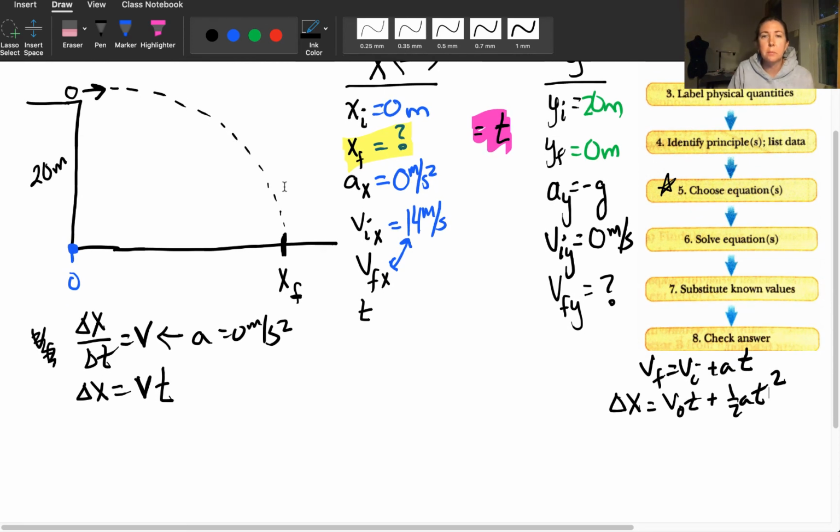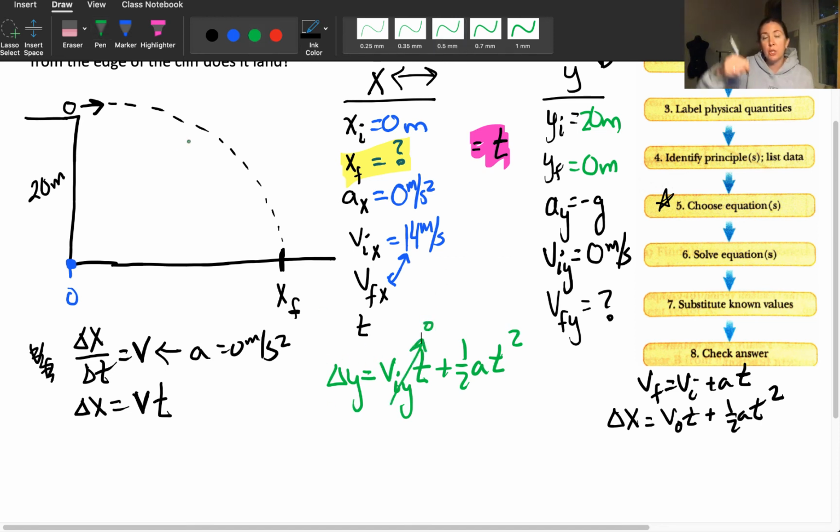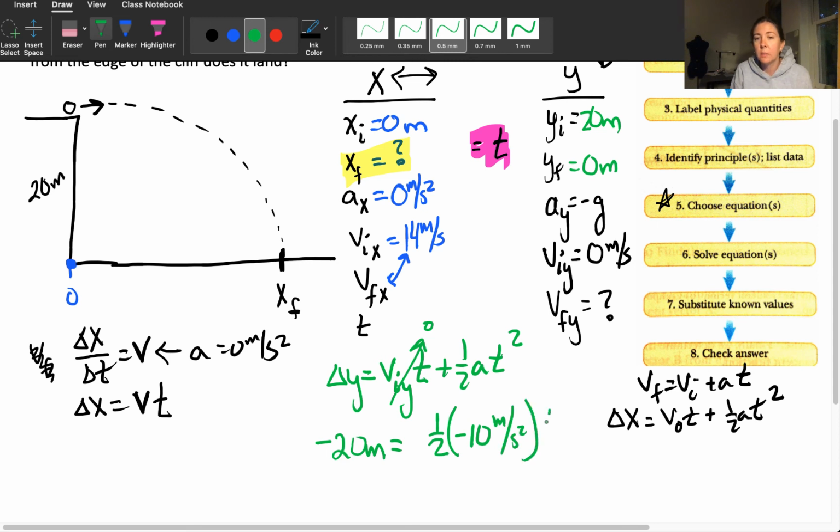So I'm going to scroll down a little bit. Okay, so I'm going to rewrite this as the change in y is the initial velocity in the y direction times the time plus 1/2 acceleration time squared. The initial velocity in the y direction is 0, so this whole term goes away. Now delta y, that's our change in y, our final position minus our initial position, or the displacement. The ball travels 20 meters downward, so this is actually going to be negative 20 meters. That equals 1/2 acceleration, which is negative 10 meters per second squared, times time squared.